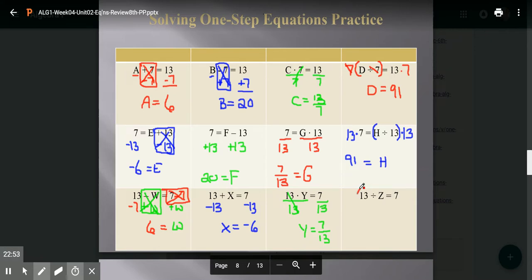So dividing by z, the opposite of that is going to be to multiply by z. And what we do to one side, we do to the other. Okay. Z divided by z cancels out, so we're left with 13 equals 7 times z. And now we can do the inverse of multiplying by 7, which is to divide by 7. Do that to both sides, and we are left with z equals 13/7.